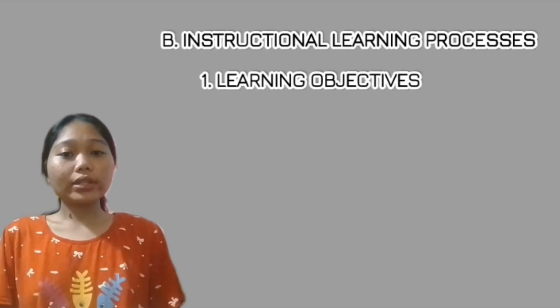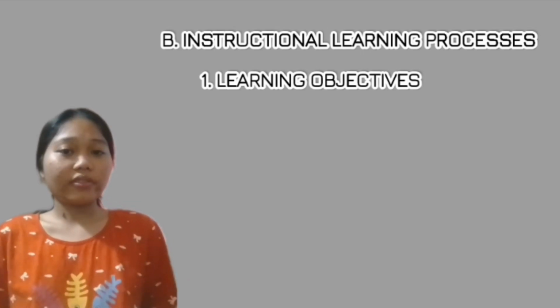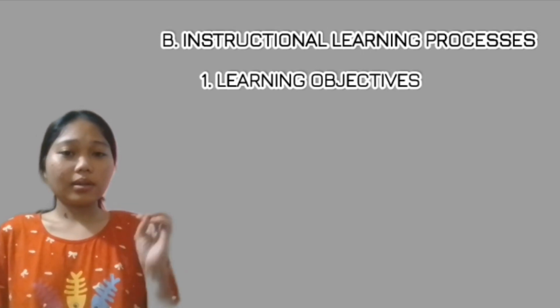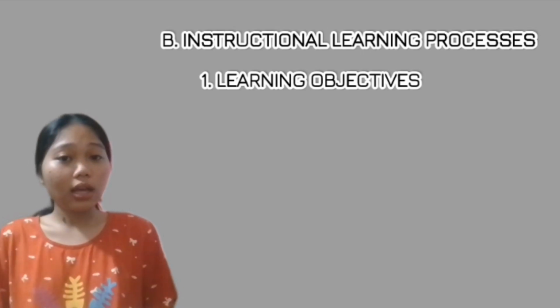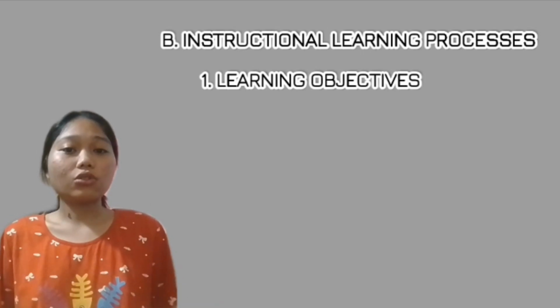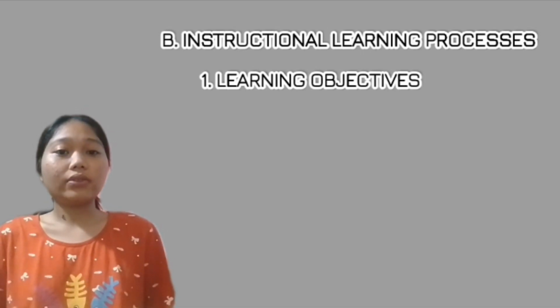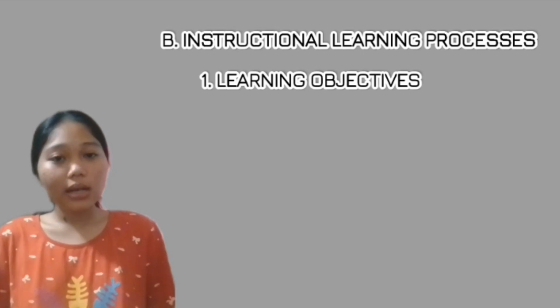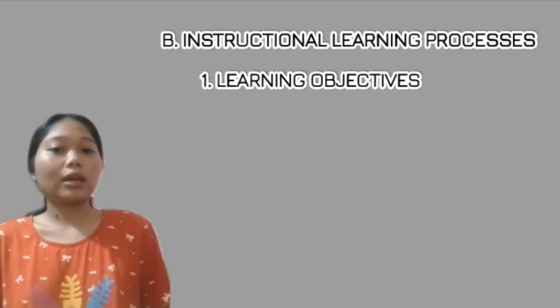So first is the question: is the objective specific? Second, is the objective measurable? Third, is the objective attainable by all students? Fourth, is the objective relevant to your class and students? Number five, is the objective time-based to align with your schedule?